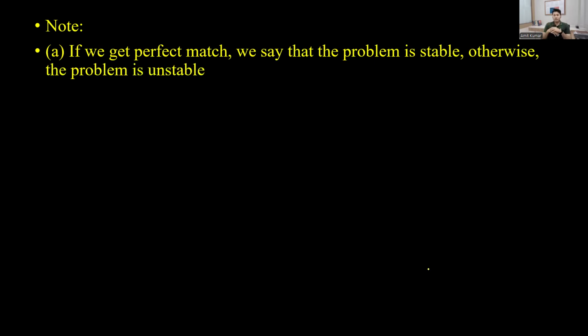Now, talking about the solution, we will say the problem is stable if we are getting the same matching from both sides. If the matchings are different, we call the problem unstable. There is no optimal matching possible on the basis of the given preferences.